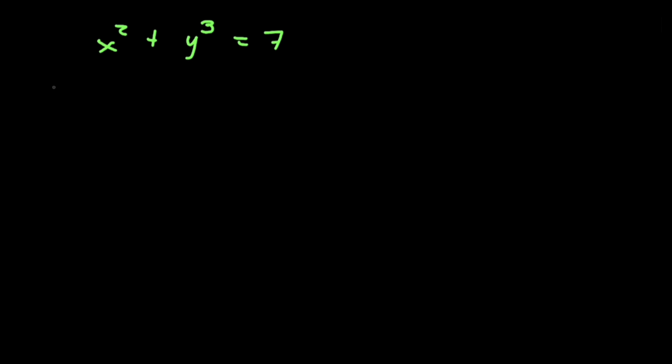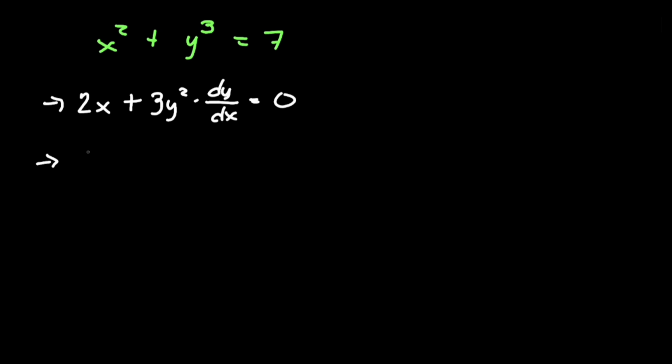Let's try this example. x squared plus y cubed equals 7. Firstly, take the derivative of each. So the derivative of x squared is 2x plus the derivative of y cubed is 3y squared multiplied by dy over dx equals the derivative of 7 is 0.